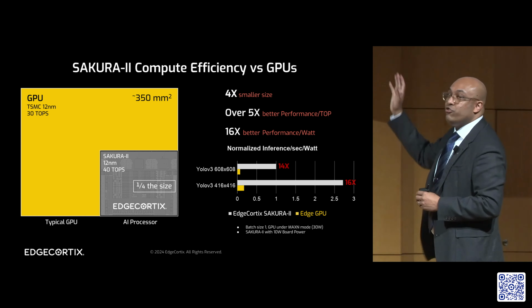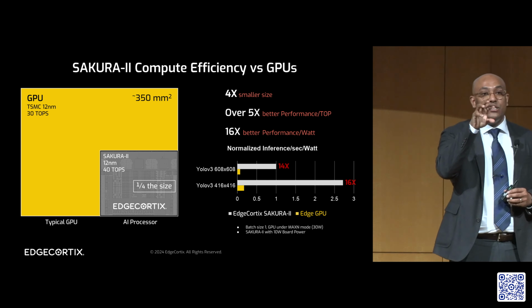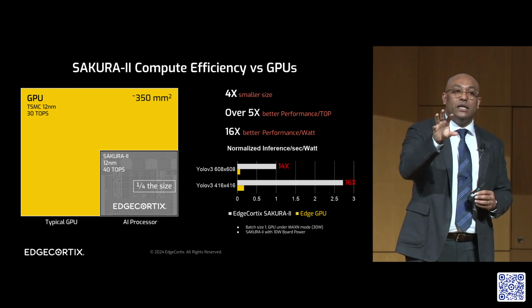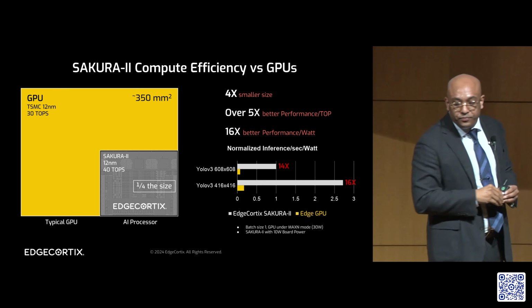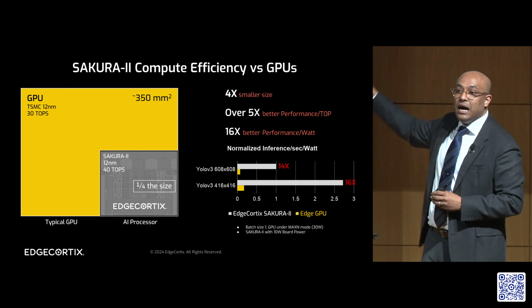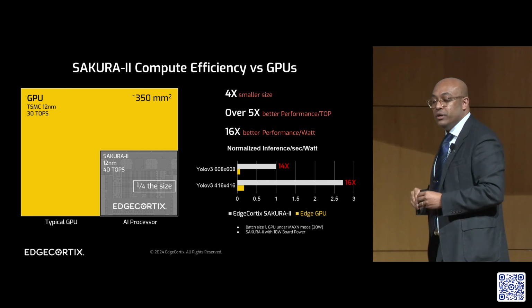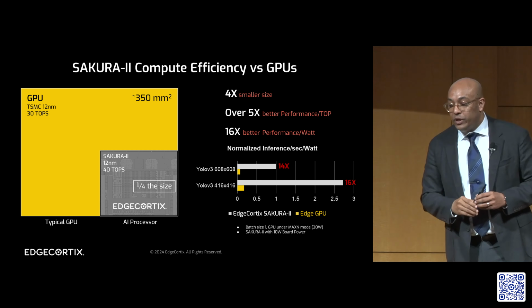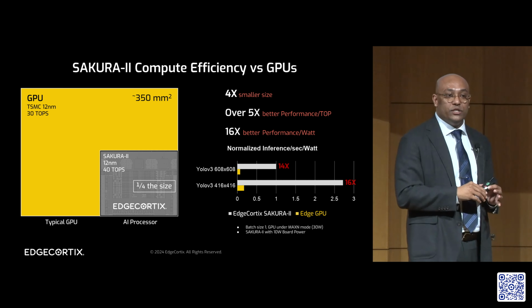It also has a big impact on power. So while we can trade off the size of the processor, because you don't need to waste real estate for other general purpose things, you can now achieve very high performance per watt advantage, whether you're dealing with high resolution data or you're dealing with low resolution data.